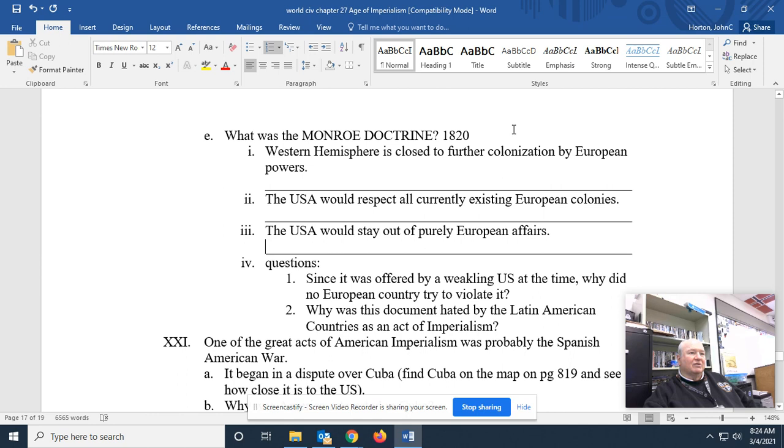The Monroe Doctrine is what you call a unilateral statement, a statement made solely in the interest of one party. And in the case of the Monroe Doctrine, that party is the United States of America. The United States didn't make the Monroe Doctrine for the benefit of Mexico or Colombia or any of those countries. No, they made it for their own benefit.